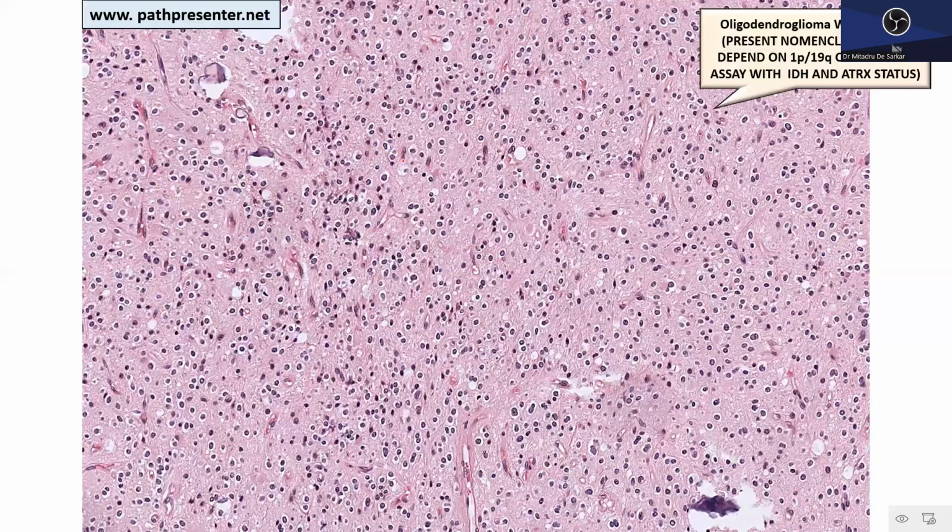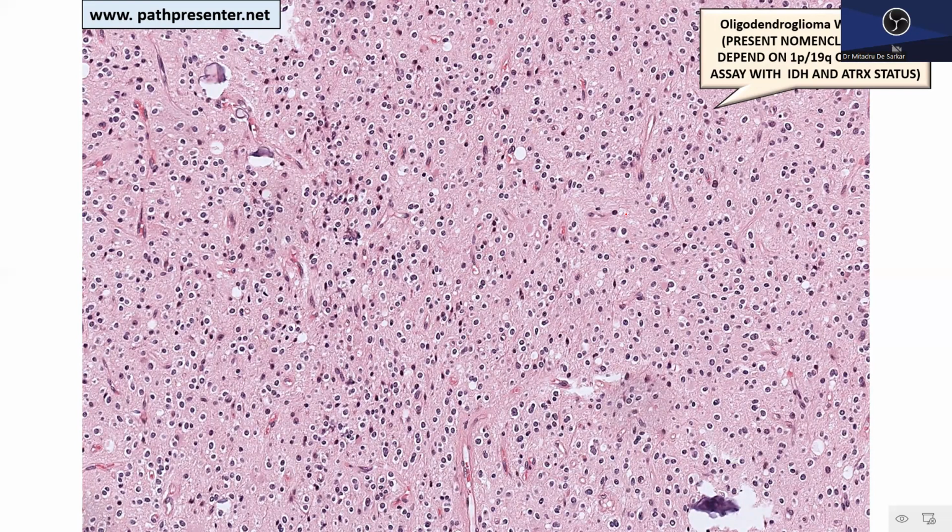So now this second case, obviously this is an oligodendroglioma that we are dealing with. I won't go over the morphology. You know how it looks. And in the olden days, back in the times when I was doing PG, it would have been called an oligodendroglioma, WHO grade 2 in Roman.